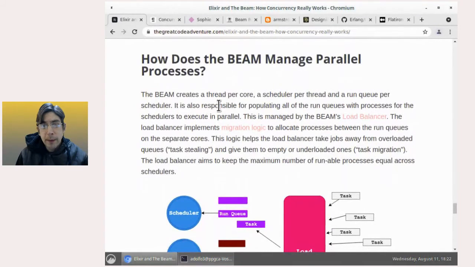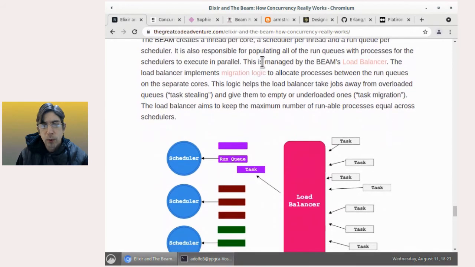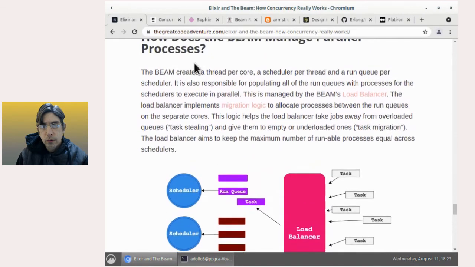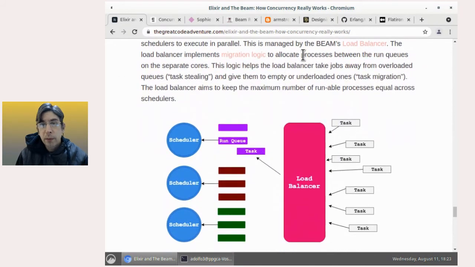How does the BEAM manage parallel processes? The BEAM creates a thread per core, a scheduler per thread, and a run queue per scheduler. It's also responsible for populating all of the run queues with processes for the schedulers to execute in parallel. This is managed by the BEAM's load balancer.